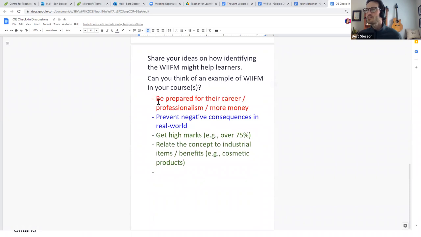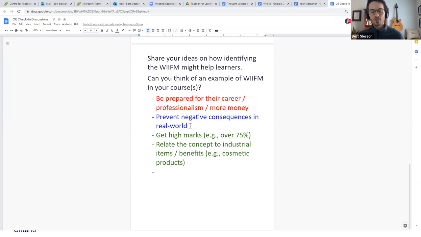Perfect. These are great points here that people have brought up on the screen already. I assume, Alissa, you can see my screen, correct? Mm-hmm. I'm sharing the right one. Yeah, good stuff. So being prepared for your career, professionalism, absolutely more money. Prevent negative consequences in the real world.